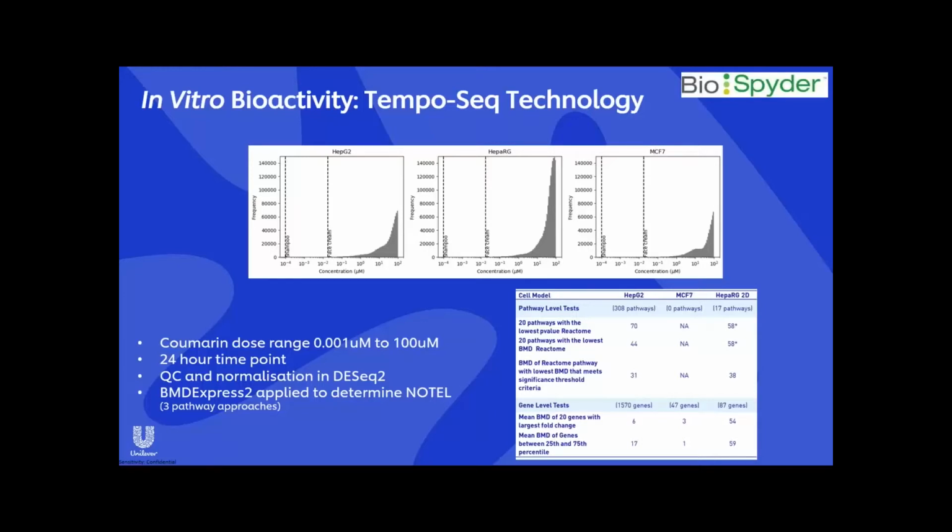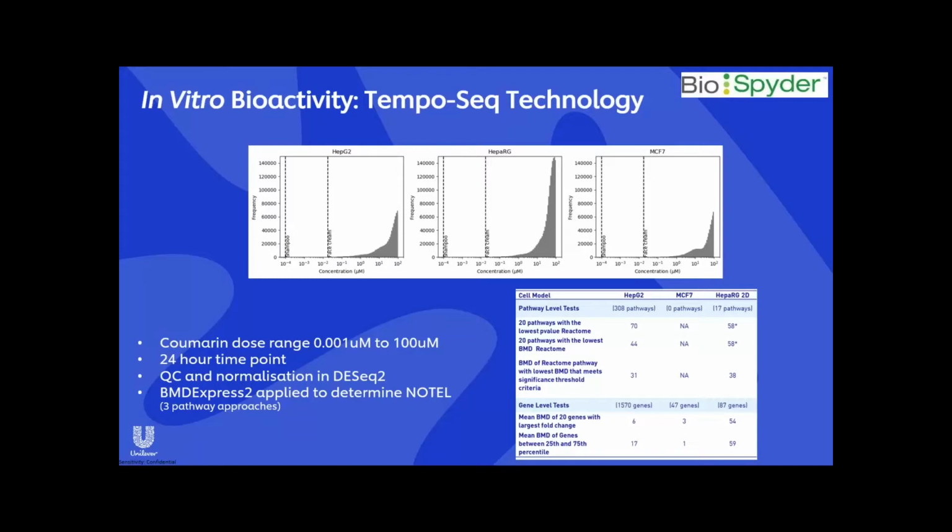But the way that it was used in this case study was to identify a no observed transcriptional effect level, or NOTEL. The assumption here is that many adverse effects would result in a transcriptional change. Therefore, keeping substance exposures below the levels that affect gene expression is going to be protective for human safety.